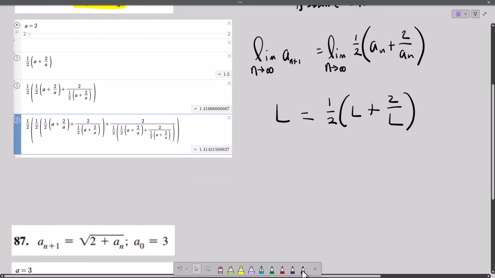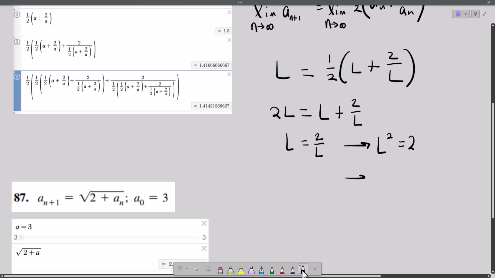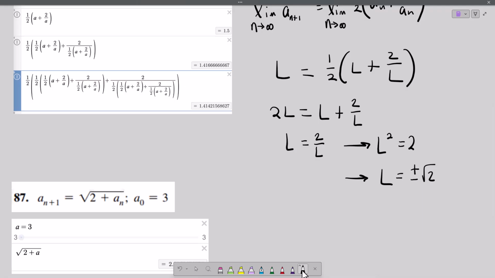Now we're dealing with an algebraic equation. Multiply both sides by 2 to get rid of that. Then we have this. Subtract L from both sides, so we'll have L equals 2 over L. Multiply both sides by L, so we get L squared equals 2. Then we take the square root. Square root technically gives us plus or minus, but are these values ever negative? No. So that negative square root of 2 is an extraneous solution that doesn't have any value in this example. So that is the limit.